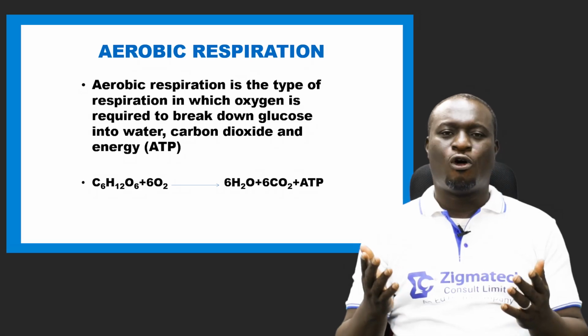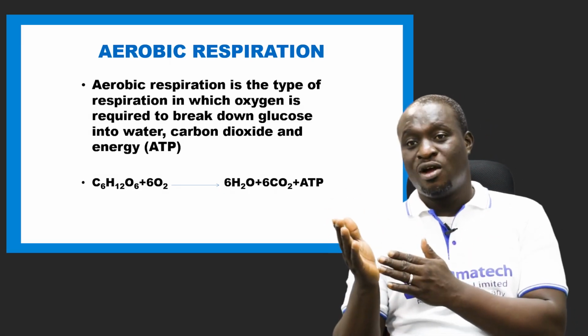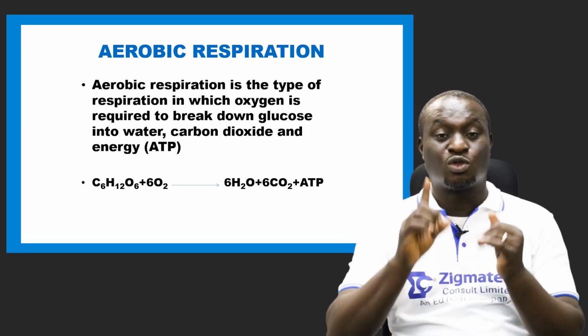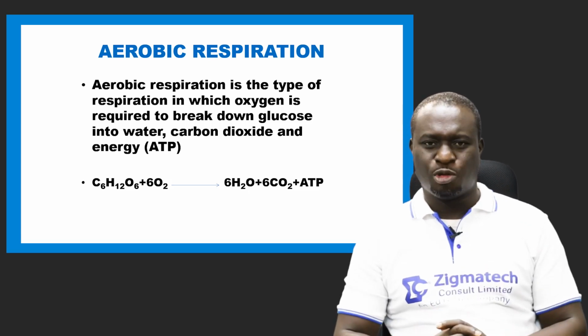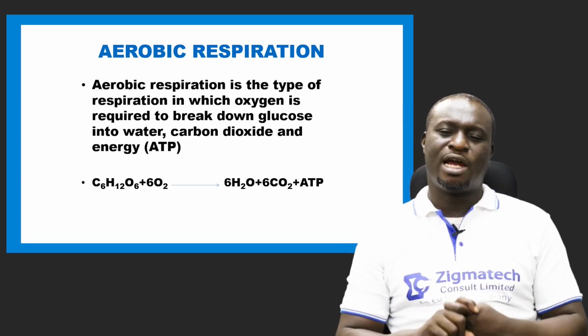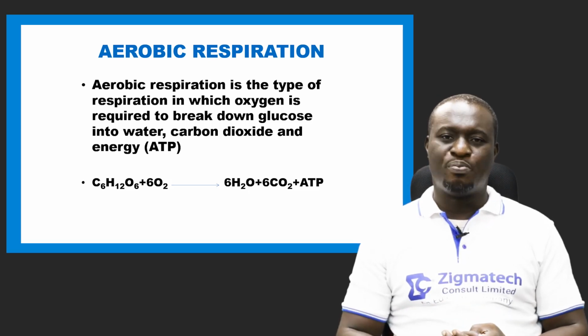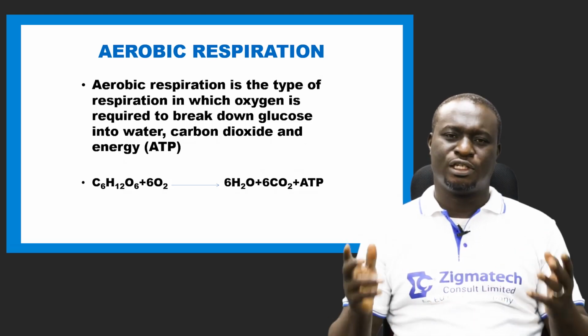And I told you before that the definition of respiration was not correct if you are only defining aerobic respiration, which is one of the types of respiration. So we have two major types of respiration. Number one is aerobic respiration, and number two is anaerobic respiration.